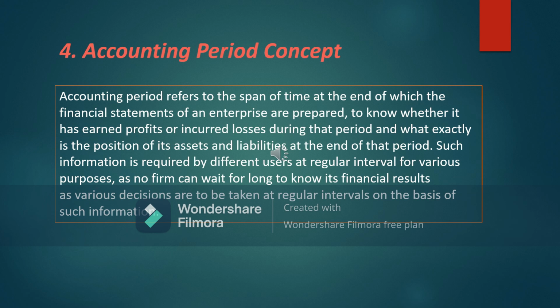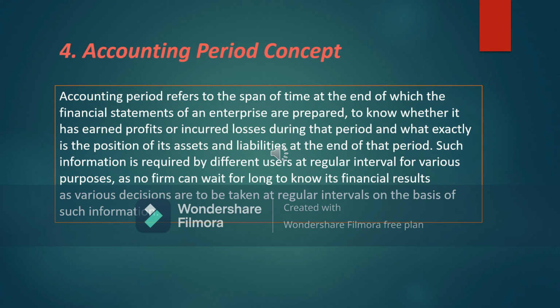Let's say for 9 months or 12 months, it might be from January till December, or from March till April. So there should be a defined accounting period, and we need to know the position of its assets and liabilities at the end of that accounting period. Such information is required by different users at regular intervals for various purposes, as no firm can wait for long to know its financial results, as various decisions are to be taken at regular intervals on the basis of such information.